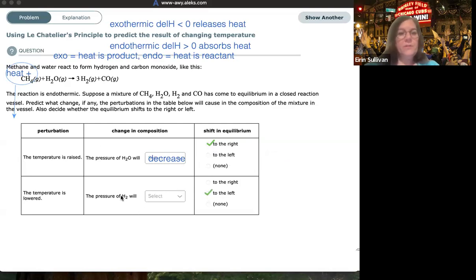All right, so the pressure of hydrogen will what? Well, hydrogen is one of my products. So if my equilibrium is shifting to the left, that means more products are being converted to reactants. So my pressure of hydrogen will be decreasing as well. All right, so that would be the approach that I would recommend for an exothermic or endothermic reaction, just treating heat as a reactant or a product, and then increasing or decreasing heat is just like increasing or decreasing the concentration of that reactant or product.